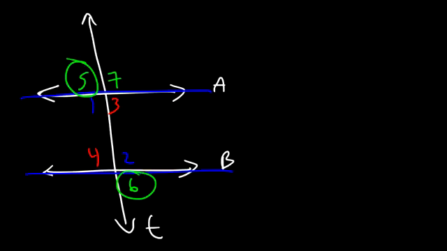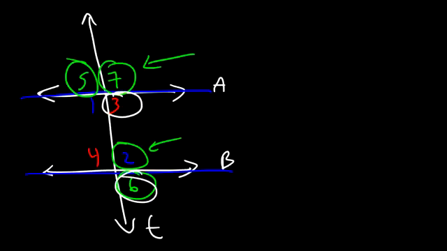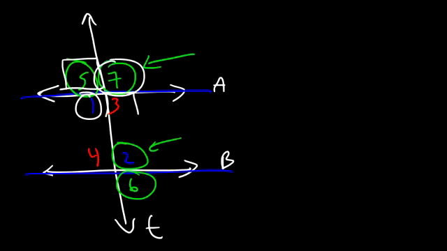Now 7 and 6, well, there's really no relationship that describes them, but 7 and 2 rather, these two are corresponding angles and they're congruent. 3 and 6 are also corresponding angles, and 5 and 4 are corresponding angles and they're congruent as well. Now 1 and 7 are vertical angles, they're congruent. 5 and 3 are vertical angles. 4 and 6 are vertical angles, they're congruent. So those are some other things that you may want to know.